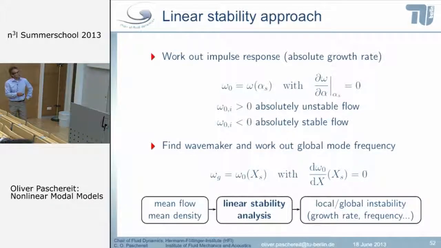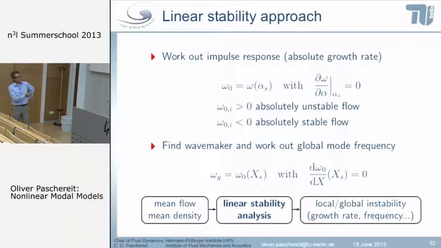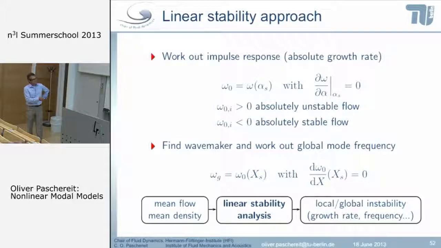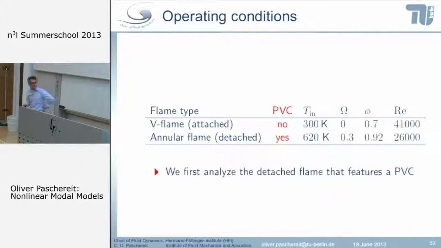But now what we want to do is we need to look at the global mode, at the global instability, and therefore we need to identify where actually our omega is larger than zero. This would be an absolutely unstable flow at the location where we get a saddle point. So we need to look at both conditions. So what we do is we take our mean flow and we measure also the mean density. We perform a linear stability analysis on this, and based on this assessment, we get our local and global instability modes like frequency, growth rates, and so on.